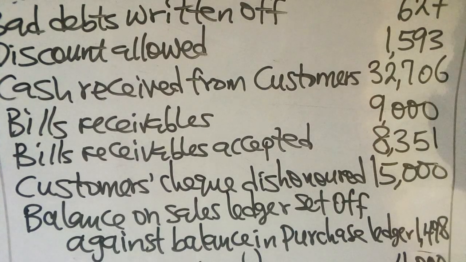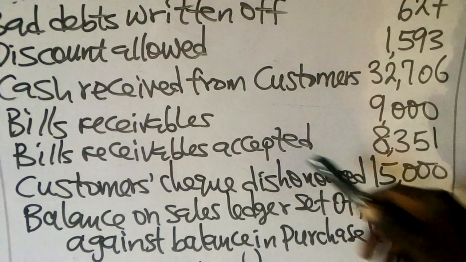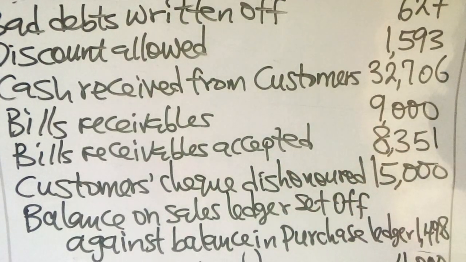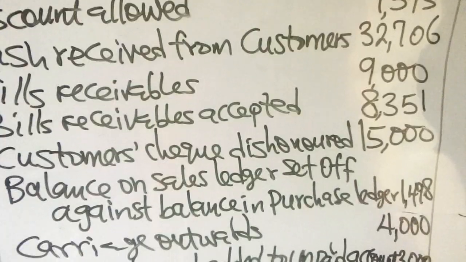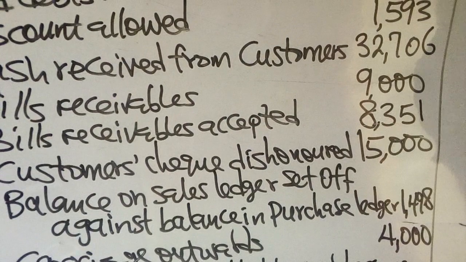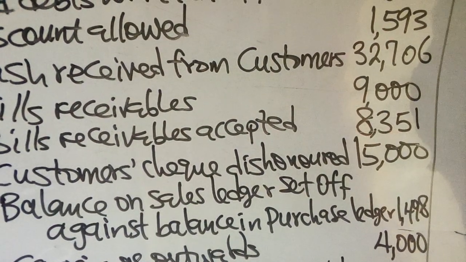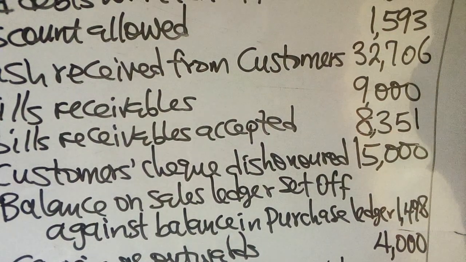But you are equally given bills receivable accepted. I've told you that where you are given both the bills receivable and bills receivable accepted, you only record the bills receivable accepted, while bills receivable should be ignored. Then customer cheque dishonored. This will lead to increase in the customer's debt. So you debit it. Balance on sales ledger set off against balance in purchases ledger, or balance in receivable ledger set off against the balance in purchases ledger.